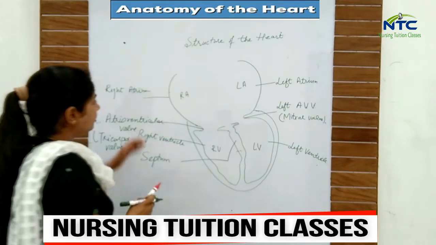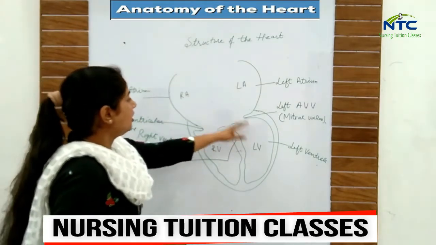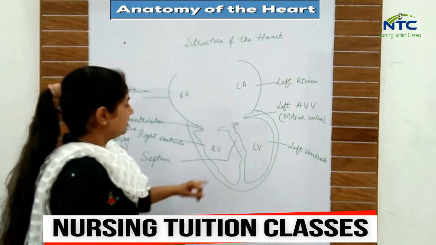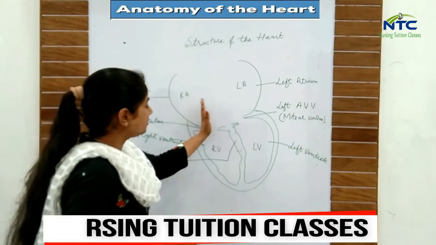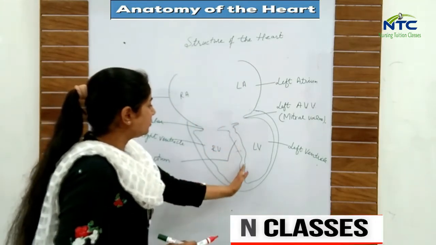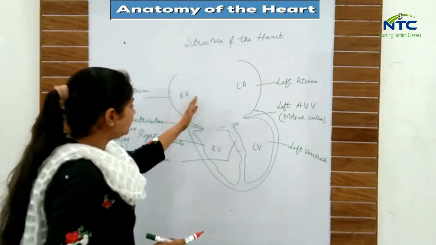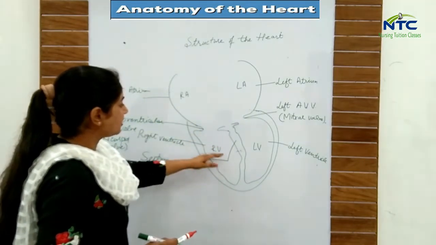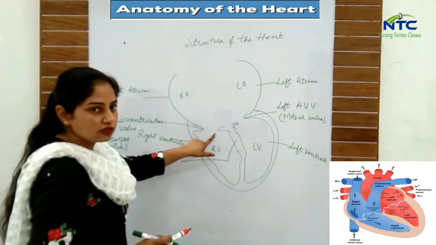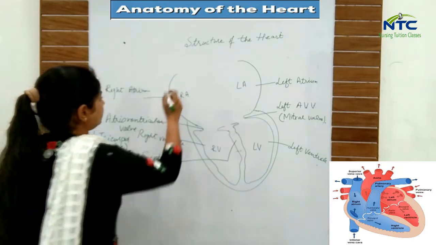So this is about the 4 chambers. How are the 4 chambers formed? Firstly, the heart is divided into right and left side with the help of this septum. Again, the right side is divided into upper and lower segment with the help of atrioventricular valves.